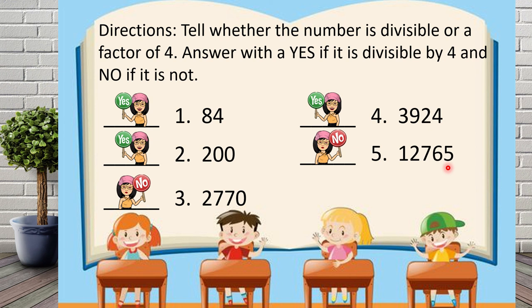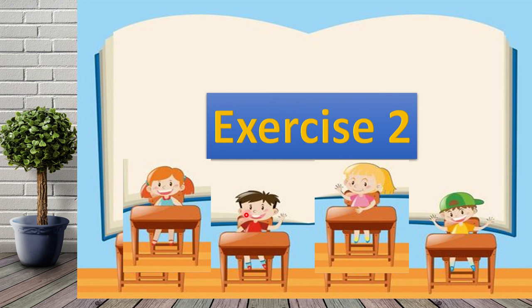So, tinitingnan lang natin ang kanyang last digits. Pwede ring dalawang digit, pero hindi rin ito madidivide ng 4 dahil meron siyang remainder. Dito naman sa 24, divisible by 4 ang 24. Ang 84 ay divisible din. 00 is divisible by 4 dahil may dalawang 0. At ang 70 ay hindi divisible by 4. Exercise 2.